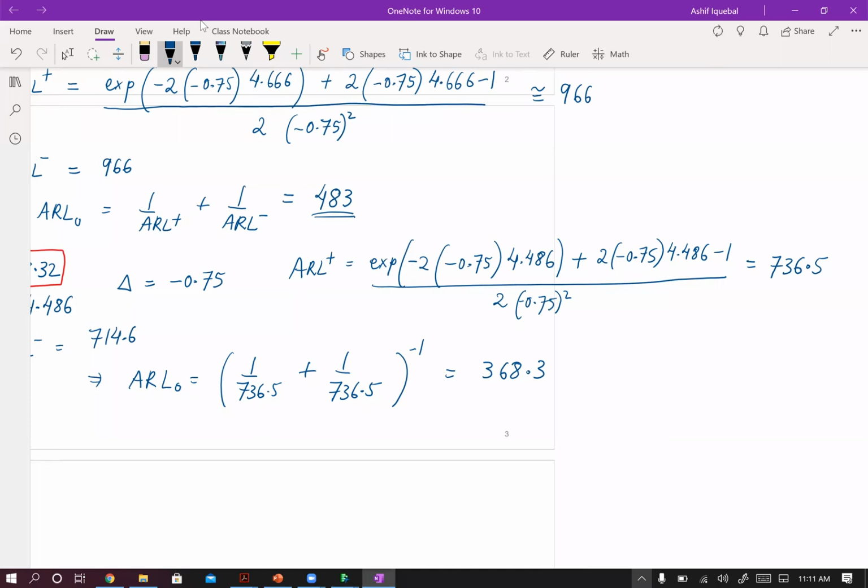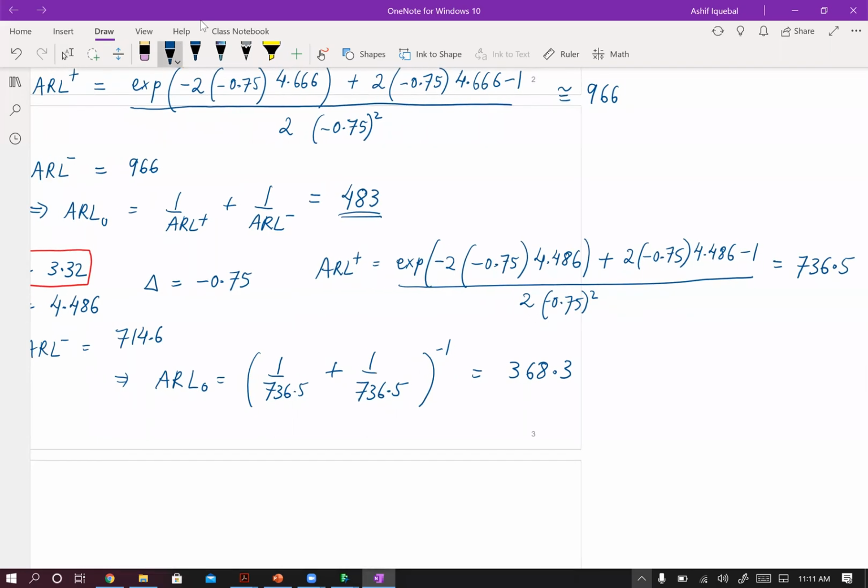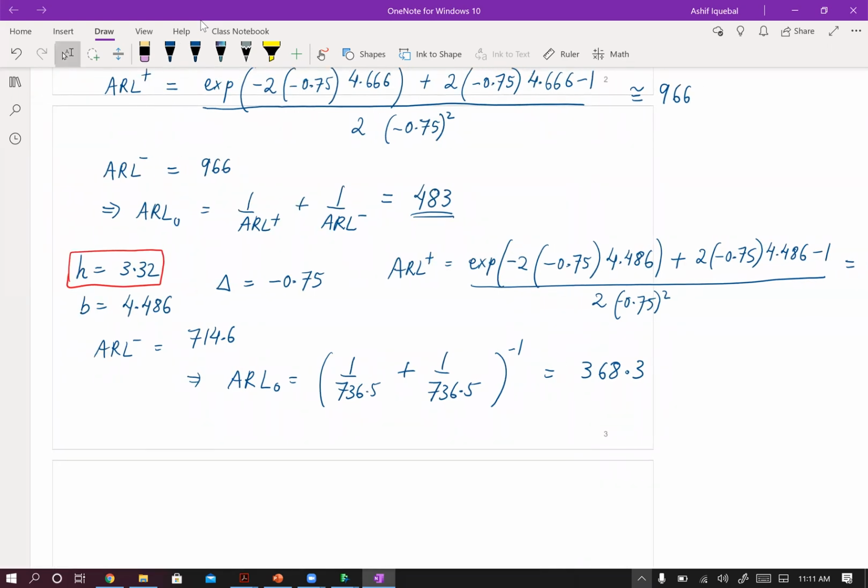Can someone quickly calculate the value of ARL0? Can someone quickly calculate 1 by 736.5 plus 1 by 736.5 and take the inverse of that, and tell me if it is exactly equal to 368.3 or not. Yes, Professor, this one's right. Thank you so much. Right, so we have got the value of ARL0.